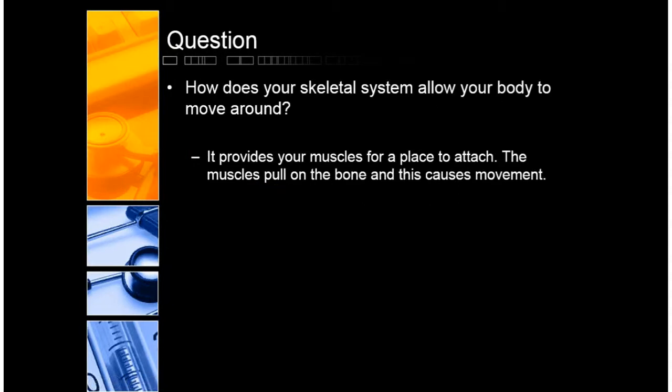So, very important question. How does our skeletal system allow our body to move around? I mean, the skeleton is a skeleton at the end of the day, and everyone would think that moving around is the job of muscles, not the job of skeletons. Well, yes, this is partly correct, but our skeletal system provides our muscles a place to attach. So, if our muscles have nowhere to hold on to, then any movement made by the muscles will not be any movement at all. And hence, because of the attachment sites on our bones, the muscles are able to pull on the bone, and obviously this causes movement.